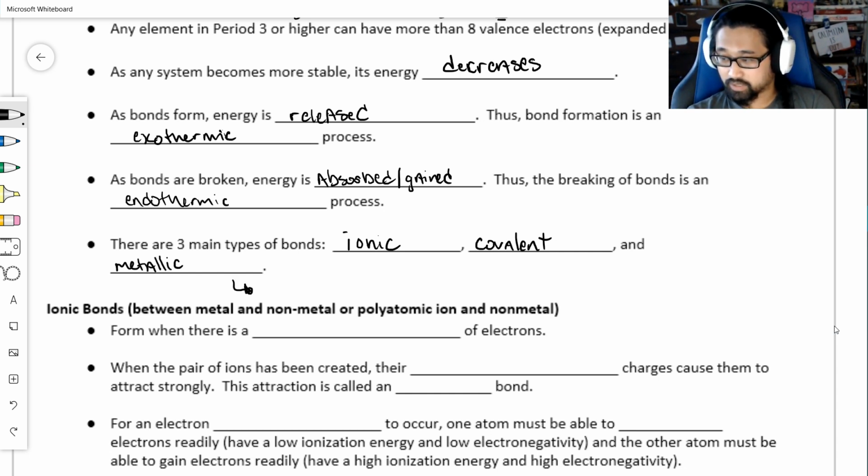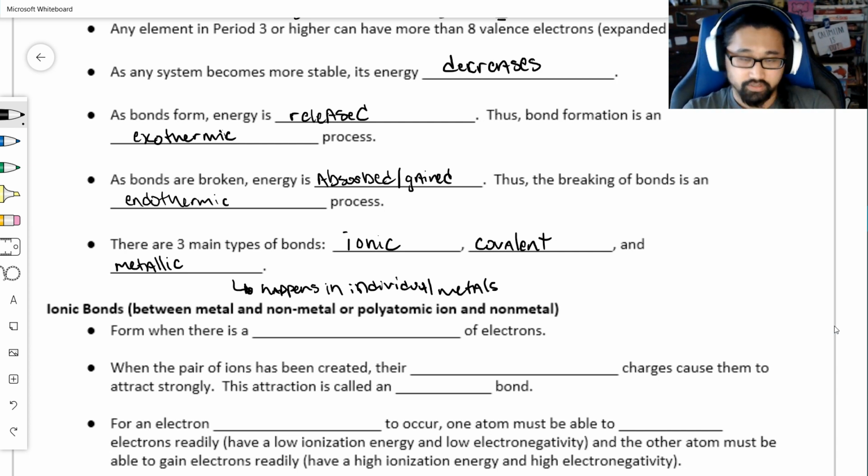And metallic bonding happens in individual metals. So if you have a chunk of copper, it has metallic bonding. If you have a piece of aluminum, it has metallic bonding. If you had a gold bar, it has metallic bonding. But that's the only place it will show up. Metallic bonding is called metallic bonding because it only exists in individual metals.